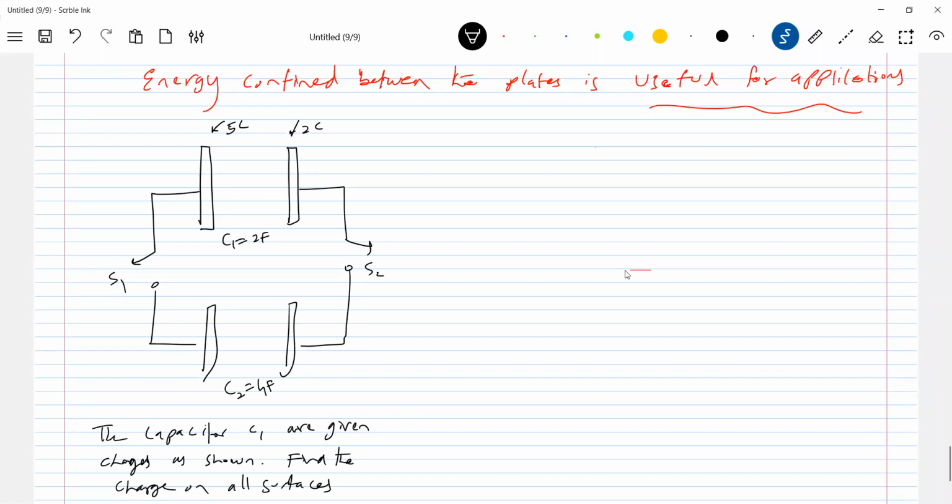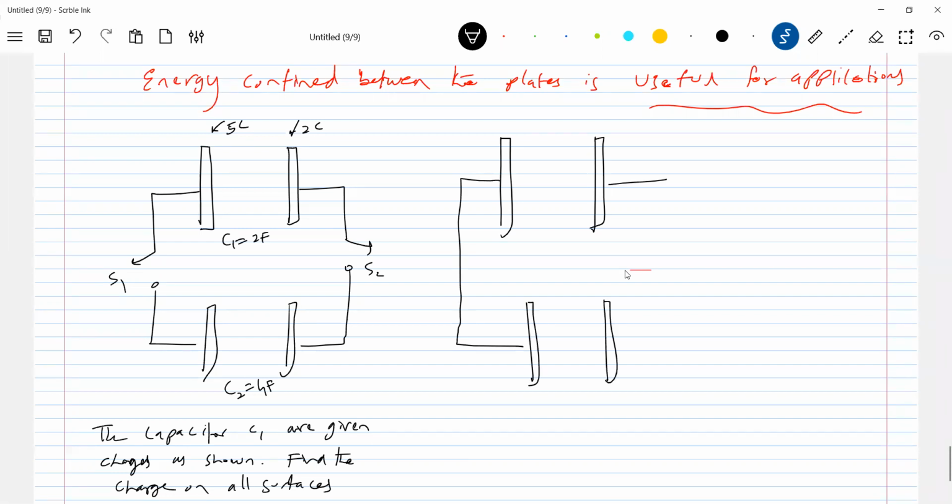Distribute the charges. That was the resistor, no? Let me bring the capacitor itself. So how will the capacitor behave in this case?